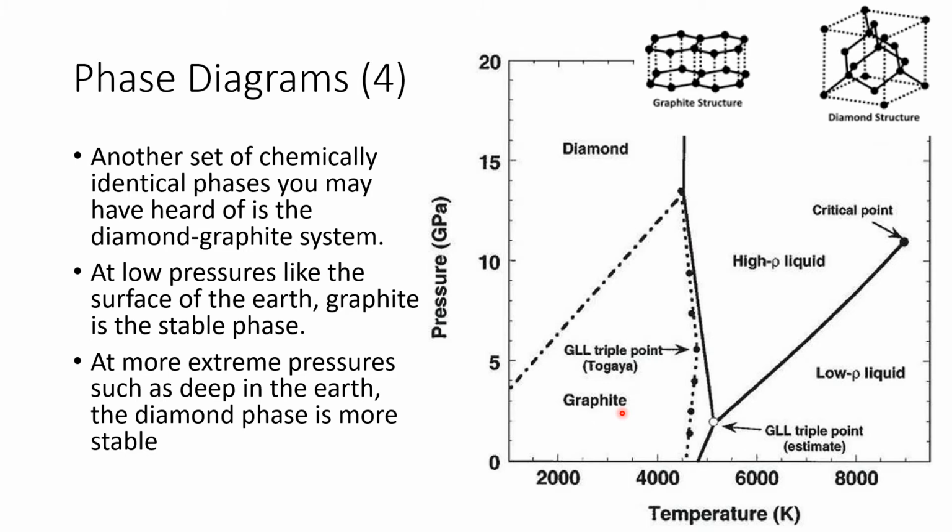But deep in the earth, where you have a much higher temperature and or especially a much higher pressure, then instead of this graphite structure being the stable form, you get this cubic diamond structure being more stable. And so you get a much different phase than you do at the surface where you get graphite.